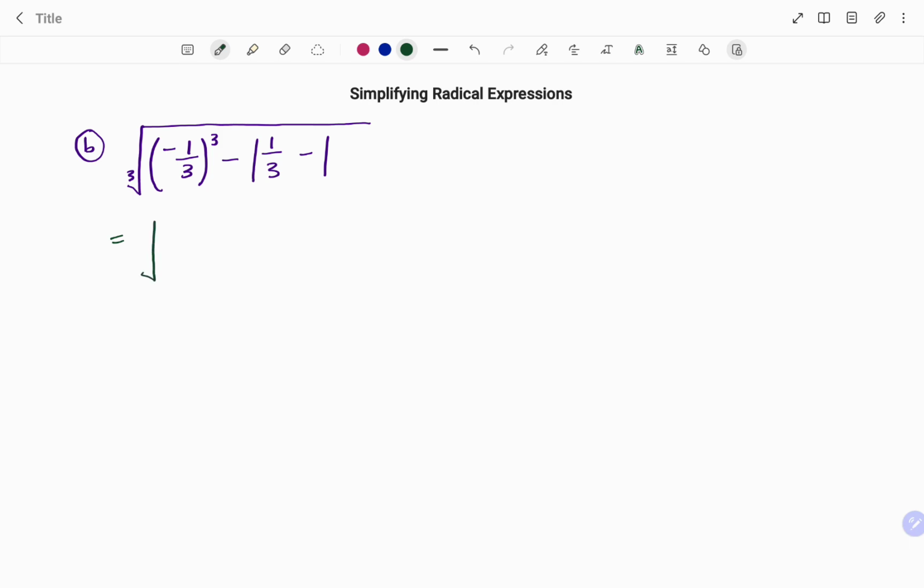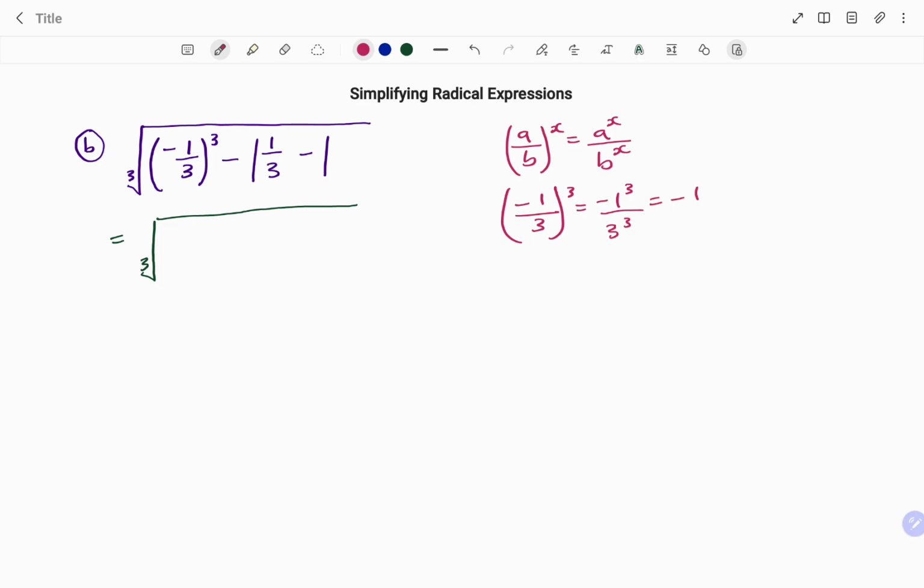Like I did earlier, using my BODMAS, I'm going to start with the content under my root: minus 1 over 3 to the power of 3. The exponential rule states that a over b to the power of x is the same as a to the power of x over b to the power of x. So minus 1 over 3, all to the power of 3, is the same as minus 1 to the power of 3 over 3 to the power of 3, and that will give us minus 1 over 27.